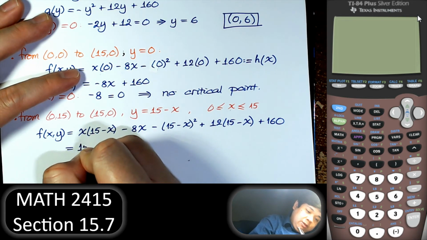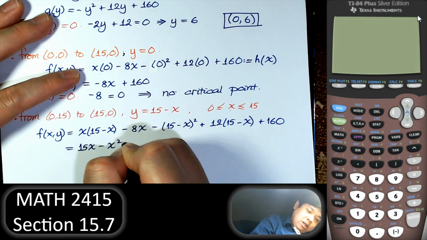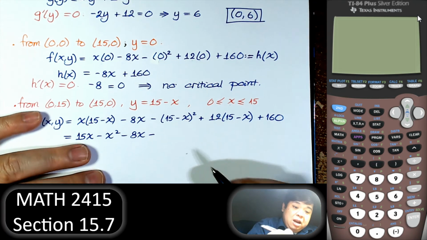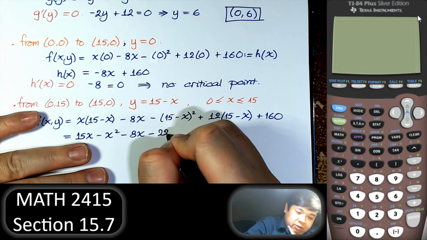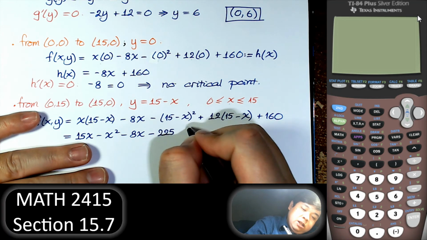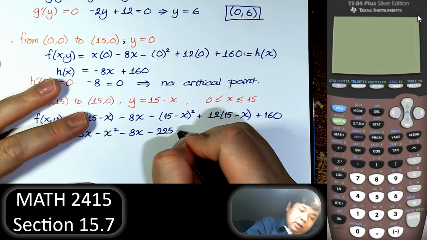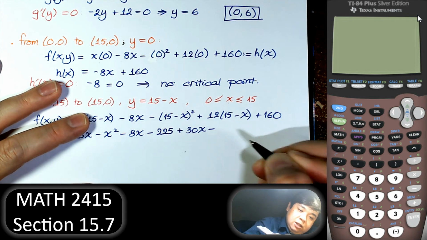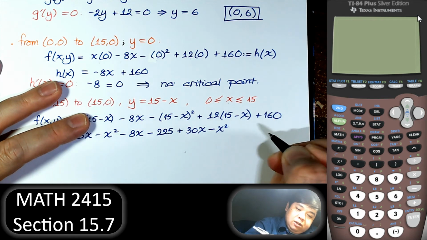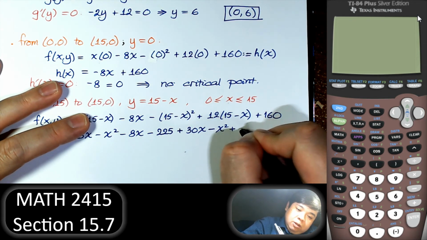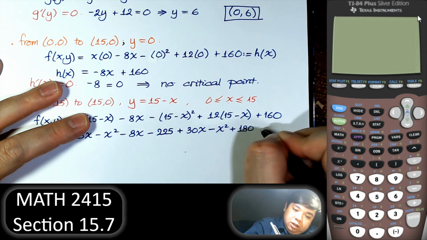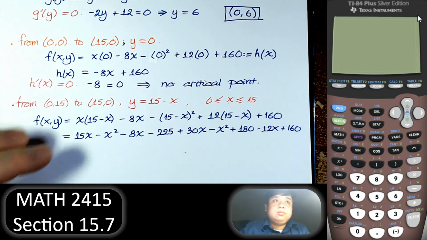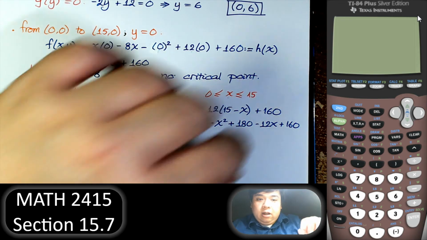Multiply them out. 15x minus x squared minus 8x. And I will just skip a step, and that should be 225, that's 15 squared, plus 30x minus x squared, plus 180 minus 12x plus 160.